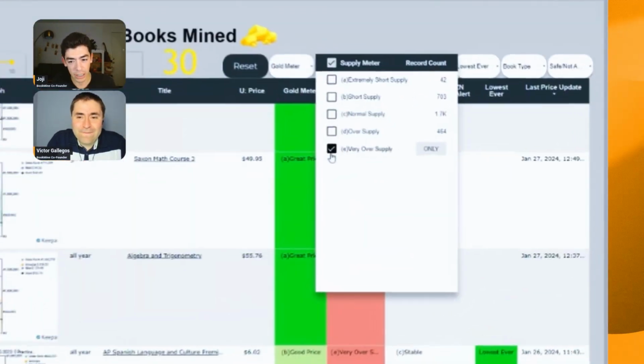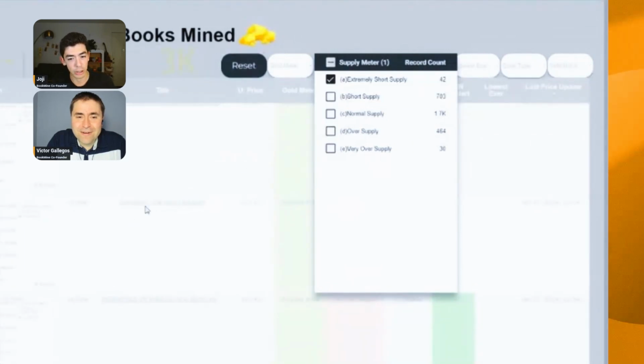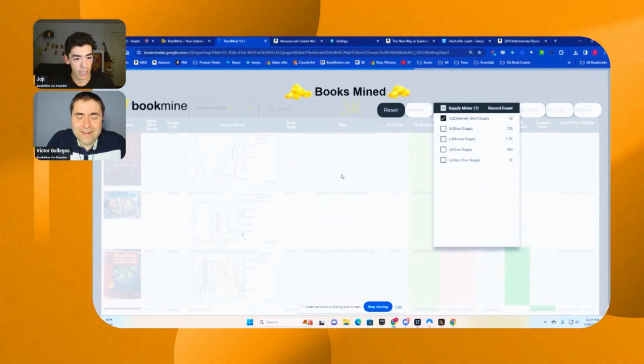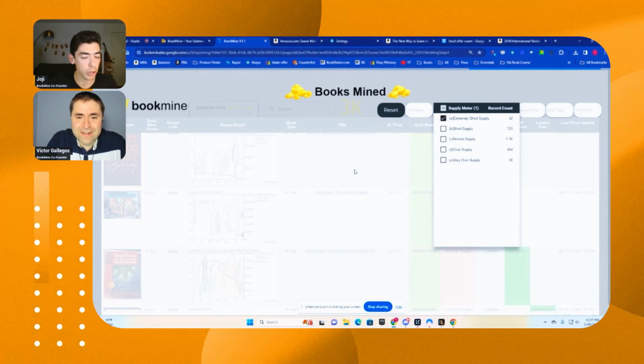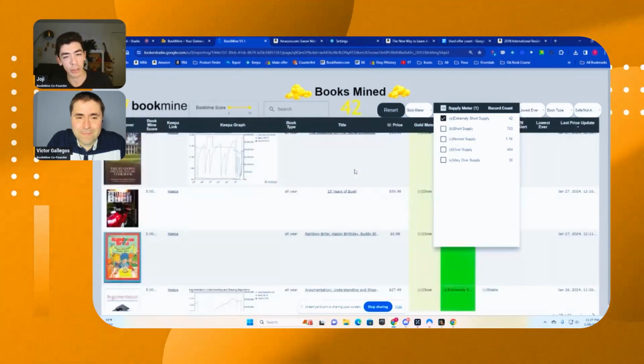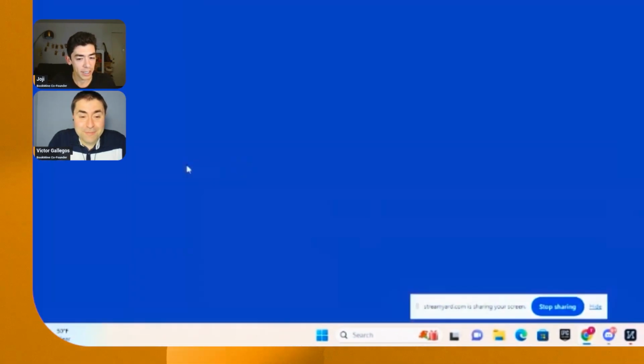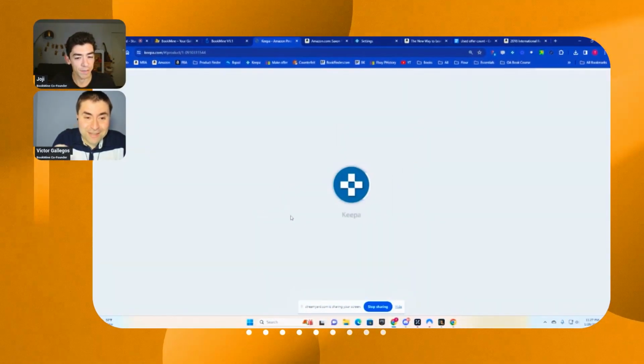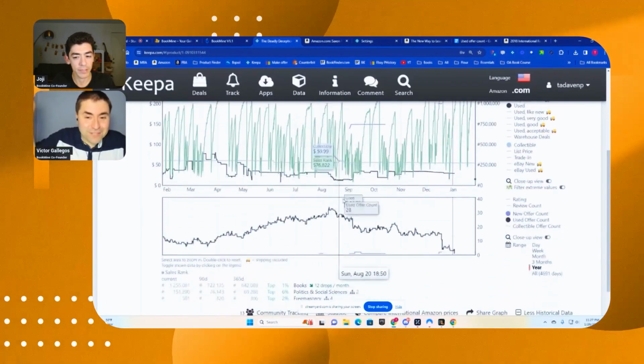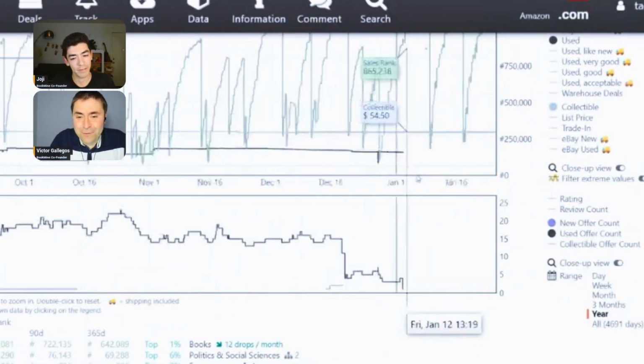Let's go the exact opposite here, Victor, and let's just go to extremely short supply. Let's see if we see the exact opposite. And which one of the two, extremely short supply or very oversupply, are you going to be much more likely to want to buy? Oh, much more excited about the extremely short supply, because that book's about to sell out and the price normally then follows pretty quickly. Look at that book. That is 14 to now just 1.